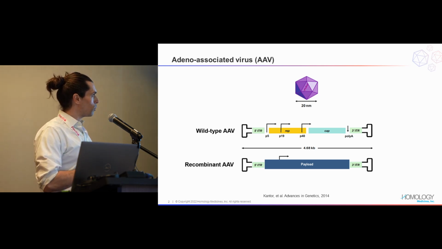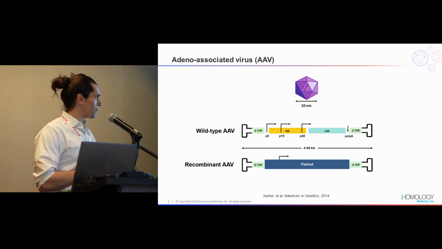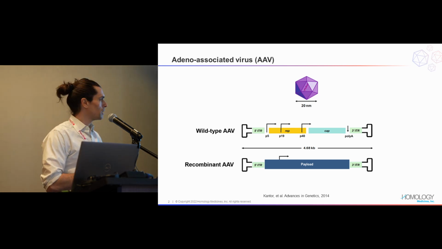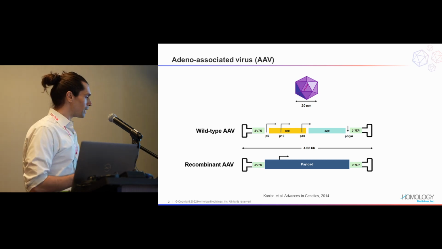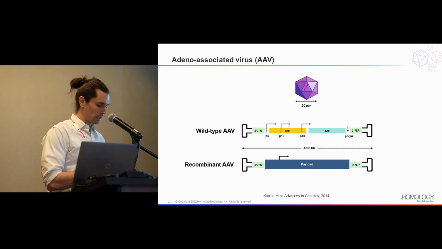In the wild type form, it is flanked by these 5' and 3' ITRs that Don did a great job describing. The whole genome is about 4.7 kb single-stranded DNA. Scientists have found out that you can replace rep and cap with a payload and deliver a therapeutic benefit to a cell.